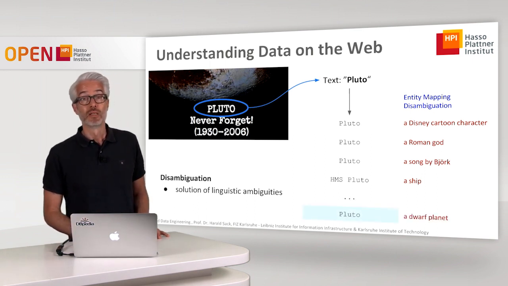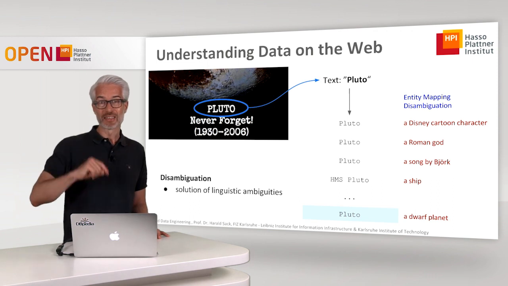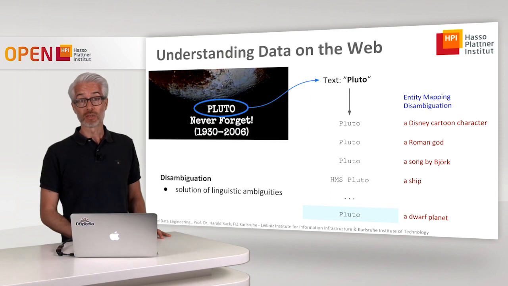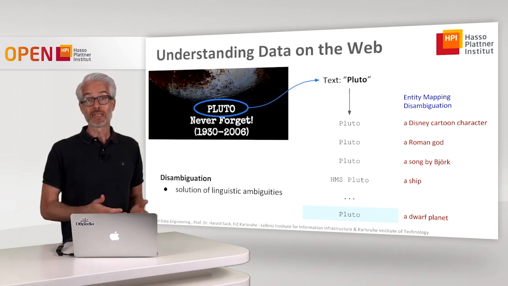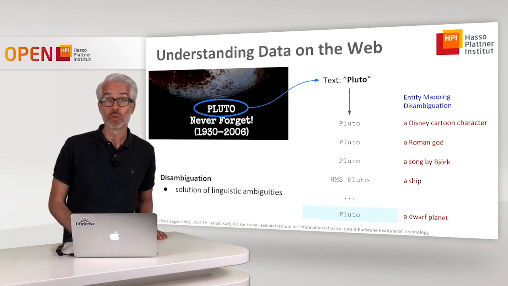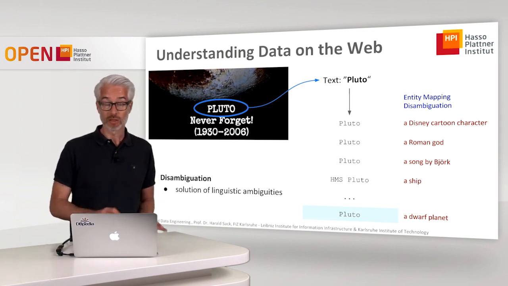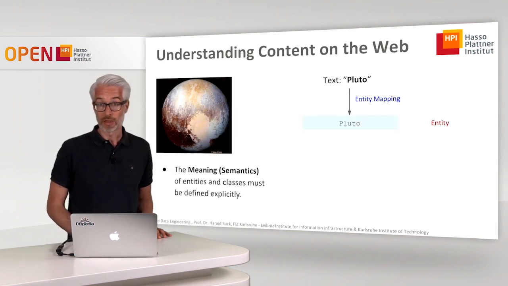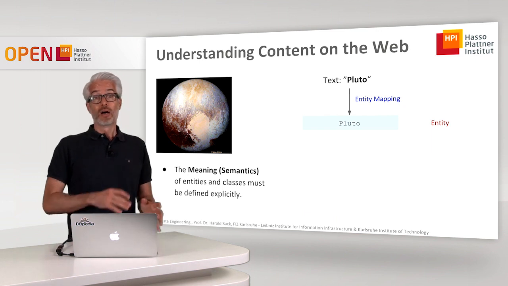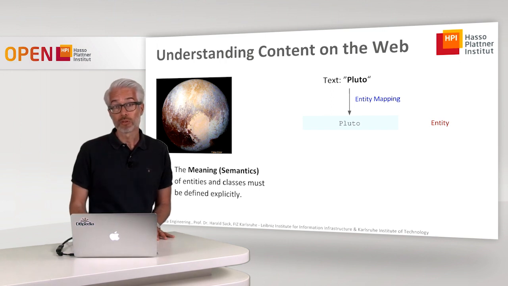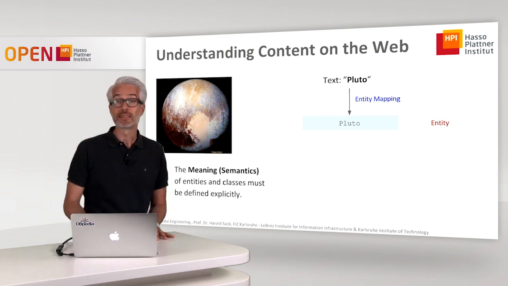The process to decide which of these entities is really meant by that string of symbols, this is called entity mapping or entity linking or disambiguation. And this will also be one of the tasks we will later do in this course. In an automated way, of course. Okay, now we have this mapping. We have a string of symbols, which is Pluto. This is mapped to a semantic entity.